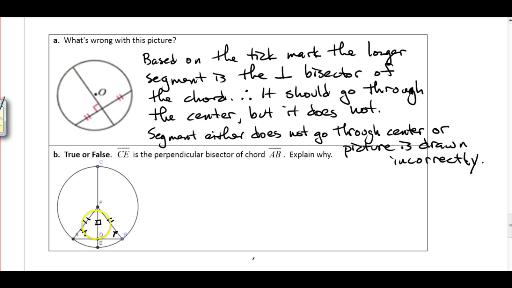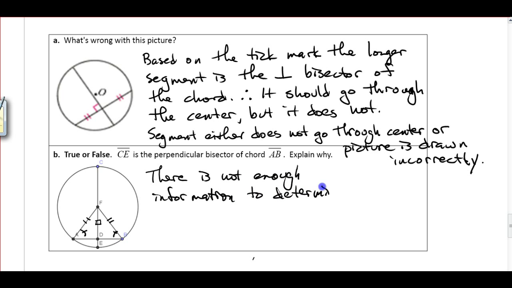And we can't prove these two triangles congruent. That would help us to determine if CE was a perpendicular bisector. But we can't because we have side-side-angle here, and that's not one of our methods. So really, there is not enough information to determine if segment CE is the perpendicular bisector of chord AB.